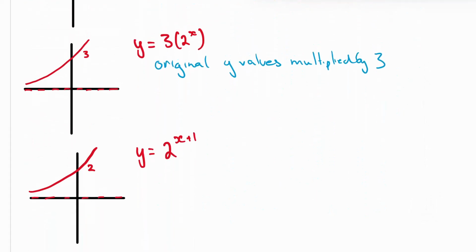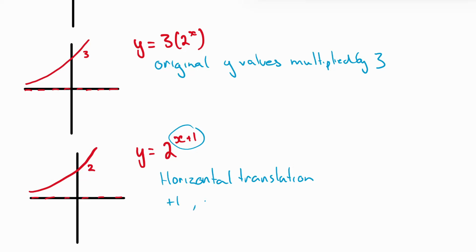So here we have another example. Now what happens when it's y equals 2 to the power of x plus 1? This time the plus 1 is up here with the x. So this is what we call a horizontal translation. And because it's plus 1, we're actually shifting to the left 1 spot. If it was minus 1, we'd be shifting to the right.